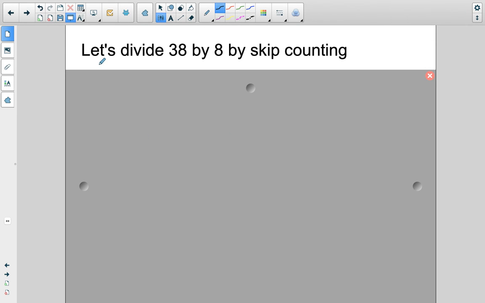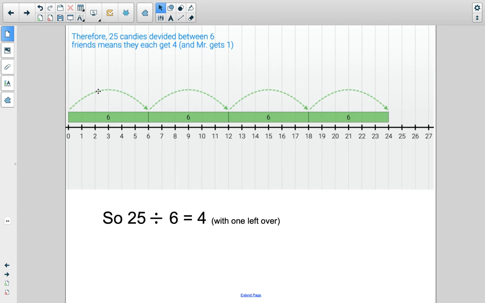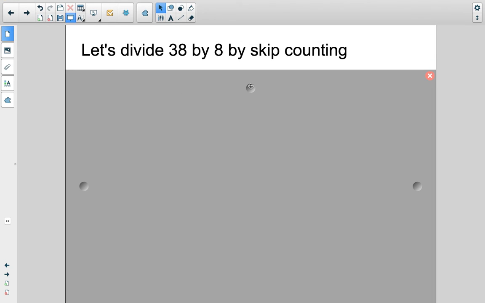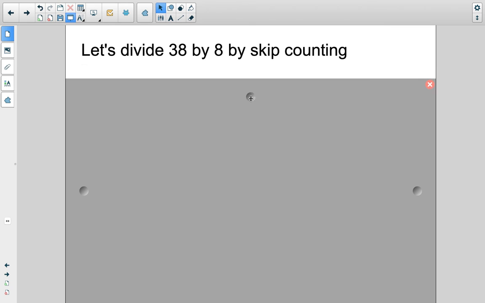All right, so let's take a look at this problem. We're going to divide 38 by 8, and we're going to do this by skip counting, which is really what we did here. You'll notice we skip counted by 6, and we said, well, how many 6s do we have? And that's basically what we did. So we're going to do the same thing here. Let's divide 38 by 8.